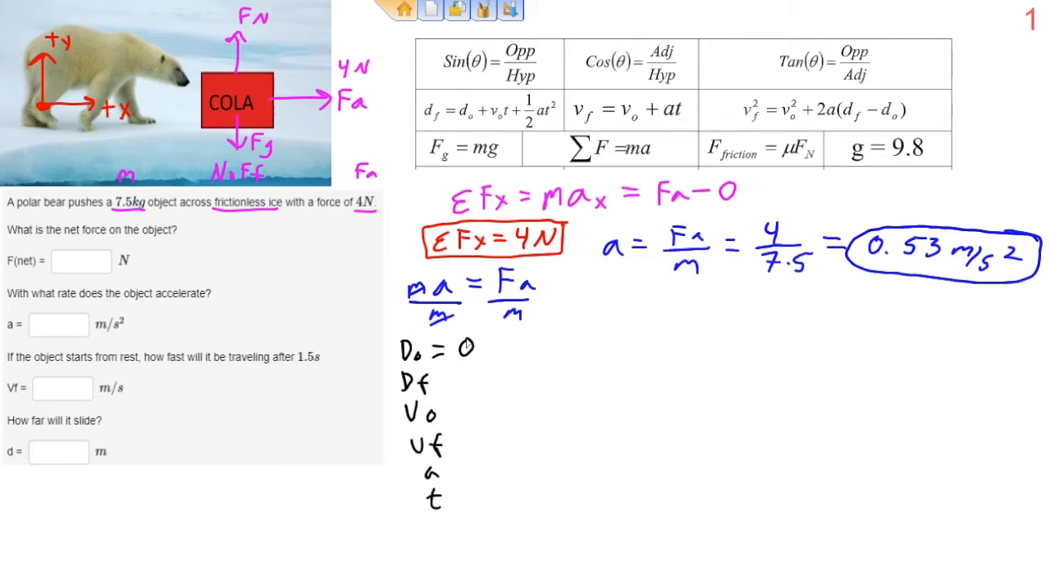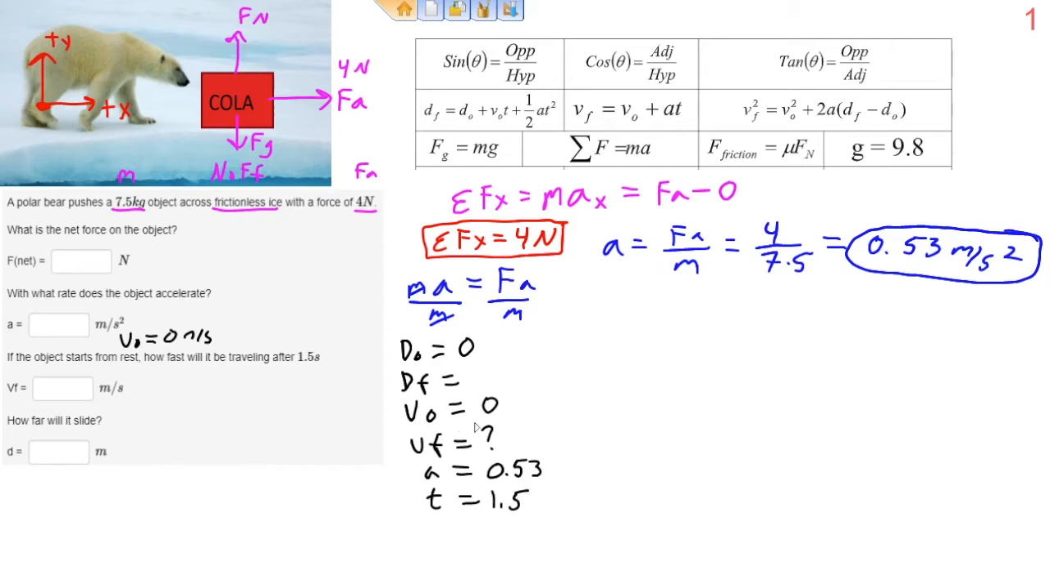Initial distance would be 0. Final distance we don't know. Initial velocity would be 0 because it tells me that it's at rest. So that's telling me that v0 is 0 meters per second. vf is what I am solving for, right? It's asking me how fast it's moving. Acceleration I just solved for is 0.53, and time is given to me as 1.5.